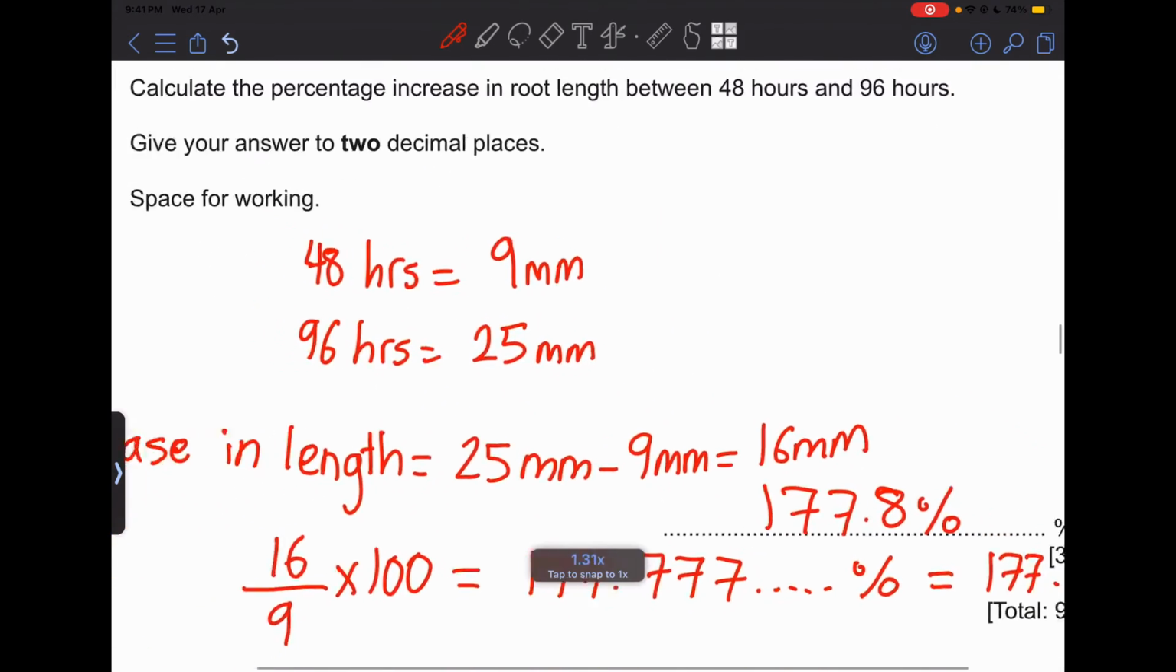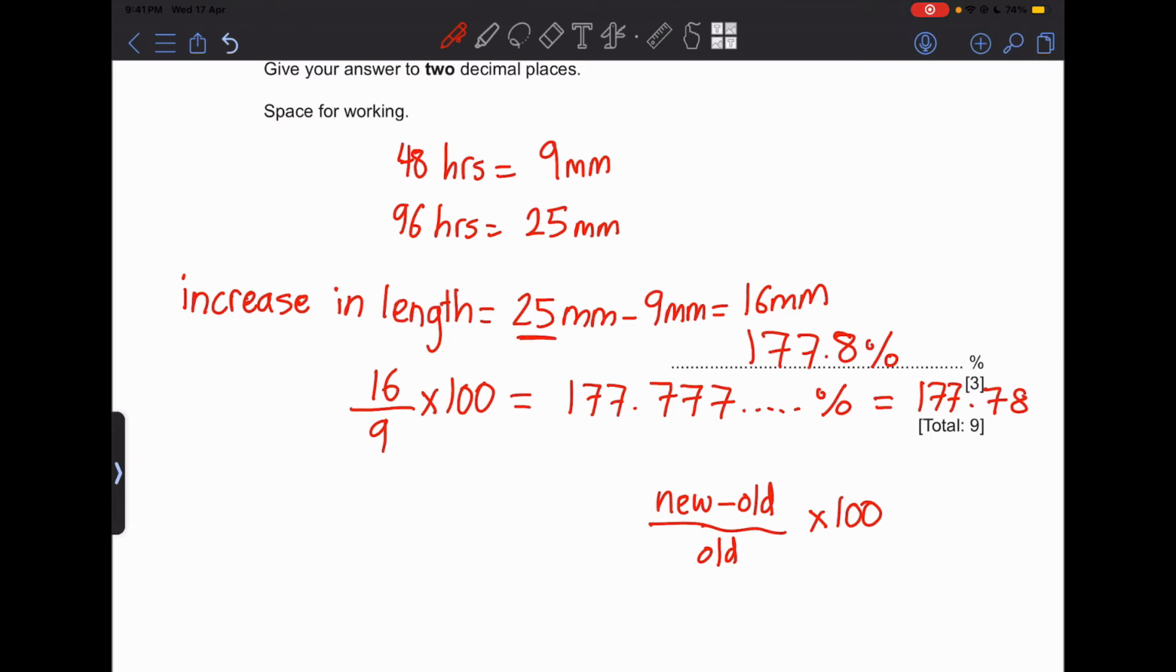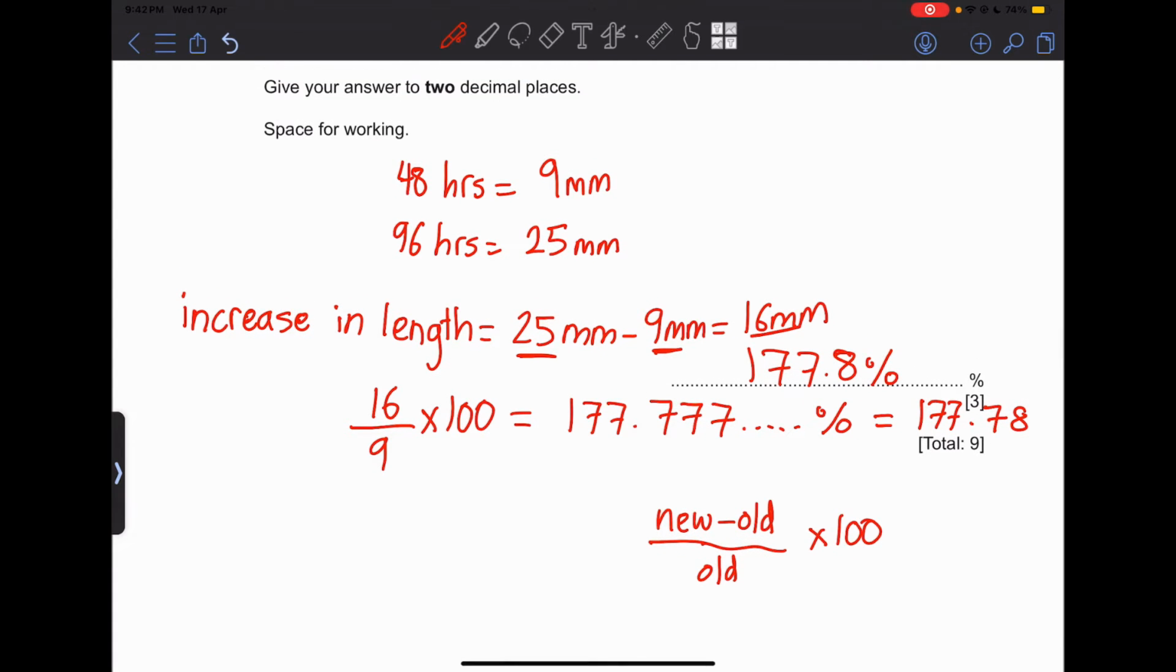So you're going to be subtracting 9 from 25. This is 16 millimeters. This is the increase in length from 48 hours to 96 hours. Then you're going to be dividing the 16, which is the increase in length, over the old value, which was before the increase, and then you're going to be multiplying by 100.